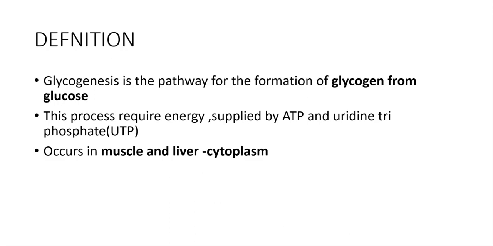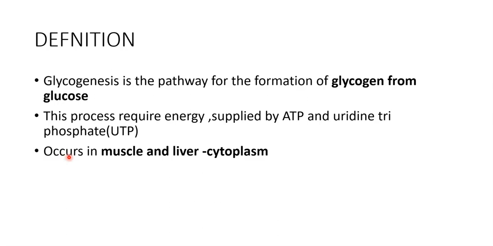Hello my dear students, today we are going to discuss glycogenesis. What is glycogenesis? It is the pathway for the formation of glycogen from glucose. This process requires energy, which is supplied by ATP and UTP. What is UTP? Uridine triphosphate.